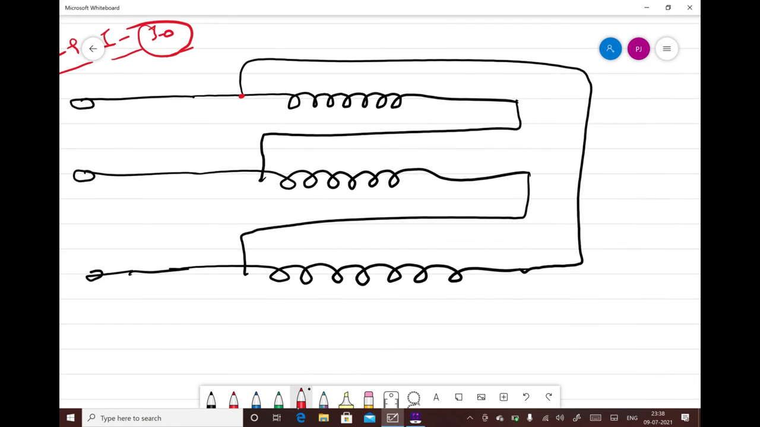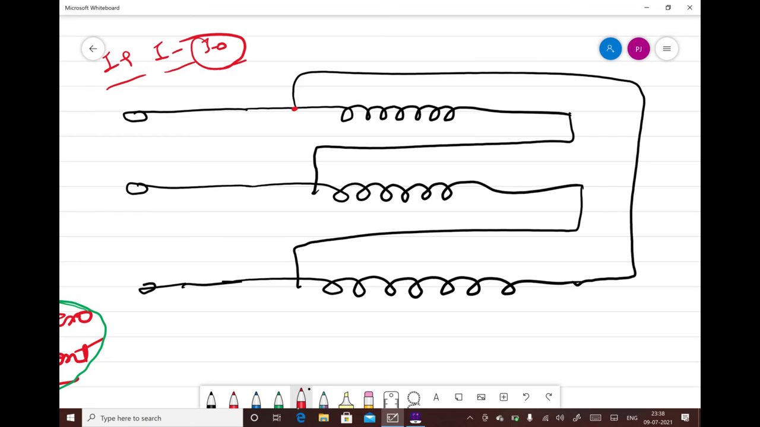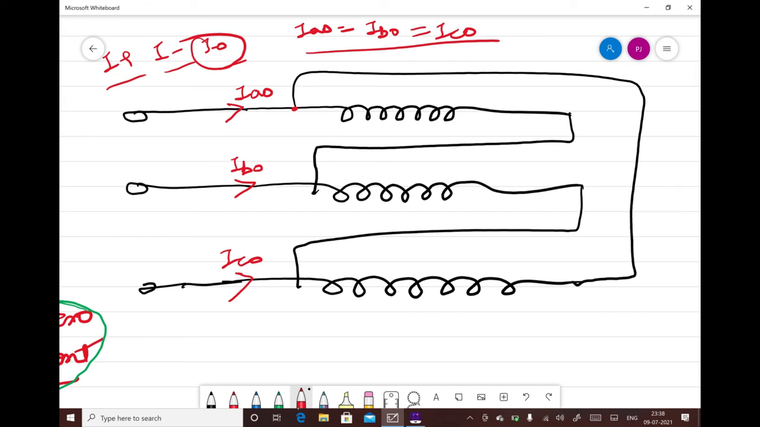So now we are focusing only on this zero sequence current. Suppose this is your zero sequence current in this phase, this is the zero sequence current in this phase, and this is the zero sequence current in this phase. I have shown everything in the same direction because IA0 must be in phase with IB0, and must be in phase with IC0, and these all have equal magnitude.